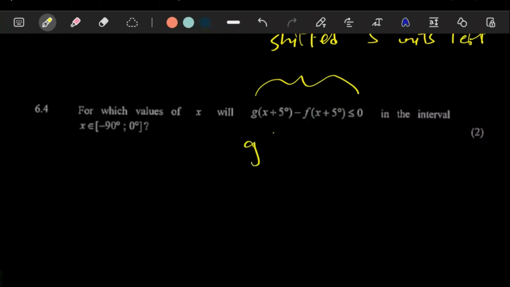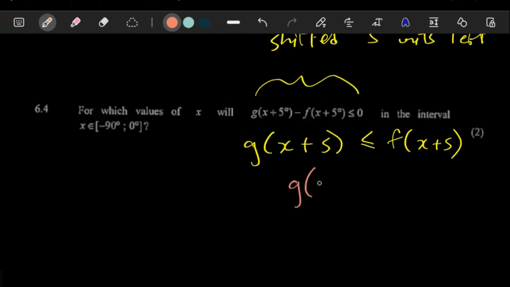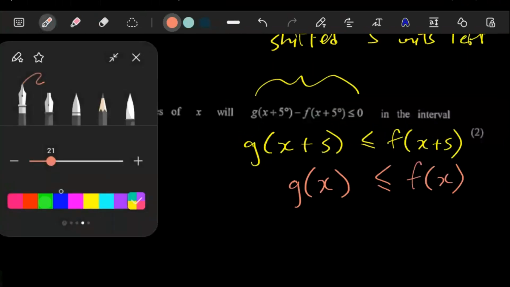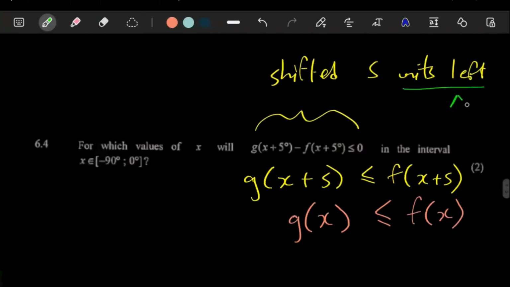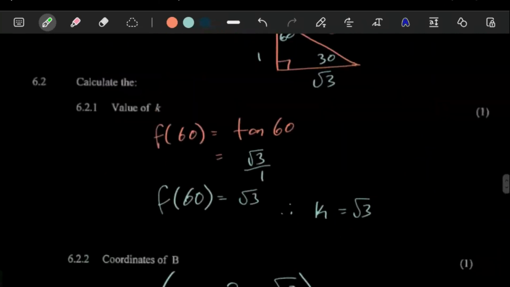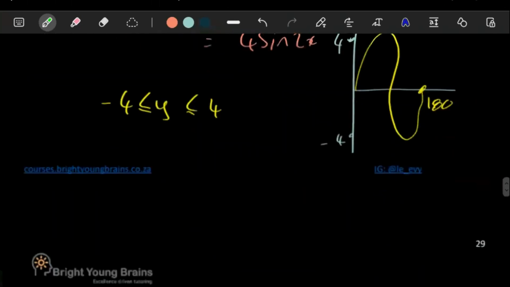But the easiest way to look at it is if you take one of them to the other side. You see? So the interpretation here is you almost want to think to yourself, where's the graph of G going to be smaller or equal to the graph of F? You want to work this out. Once you have worked this out, your answers move everything 5 units to the left. So let's see where the graph of G has y values that are smaller or equal to the y values of F.